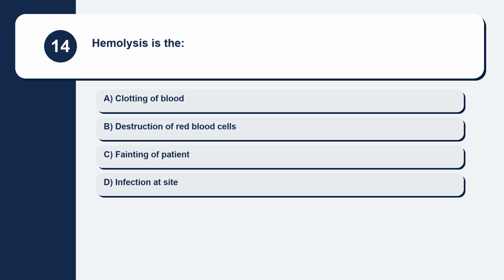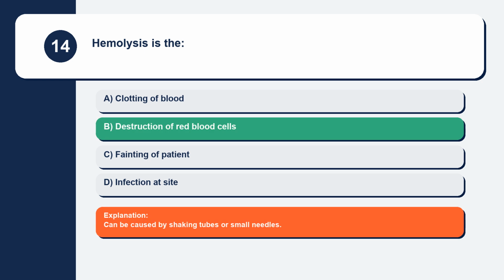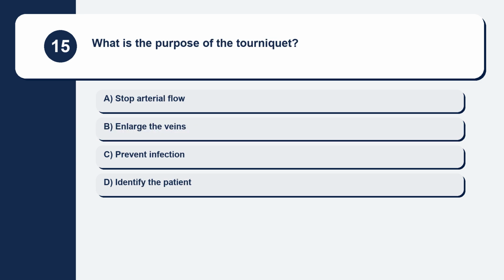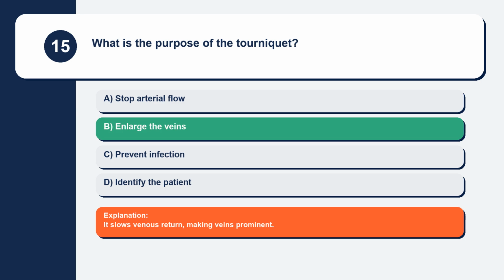Question 14. Hemolysis is the clotting of blood, destruction of red blood cells, fainting of patient, infection at site. Can be caused by shaking tubes or small needles. Question 15. What is the purpose of the tourniquet? Stop arterial flow, enlarge the veins, prevent infection, identify the patient. It slows venous return, making veins prominent.